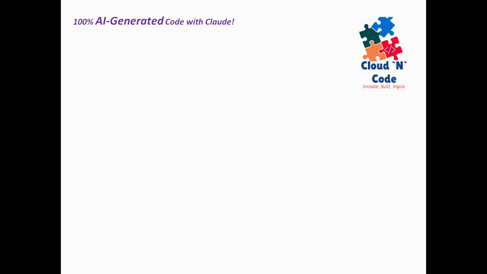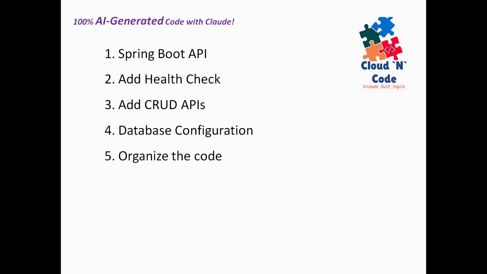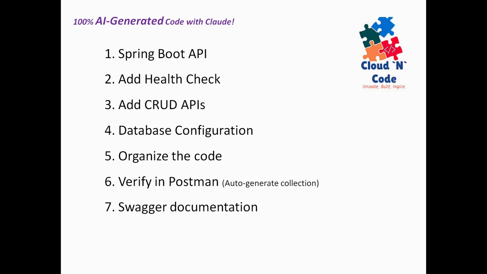Today we will create a simple Spring Boot API application using Claude Code AI. We will not write a single line of code by hand. We will use AI to generate all the code. Then we'll add some check endpoint, add some CRUD APIs, add a database configuration, reorganize the code, and verify the APIs in Postman. We will auto create this Postman collection using AI and add some documentation.